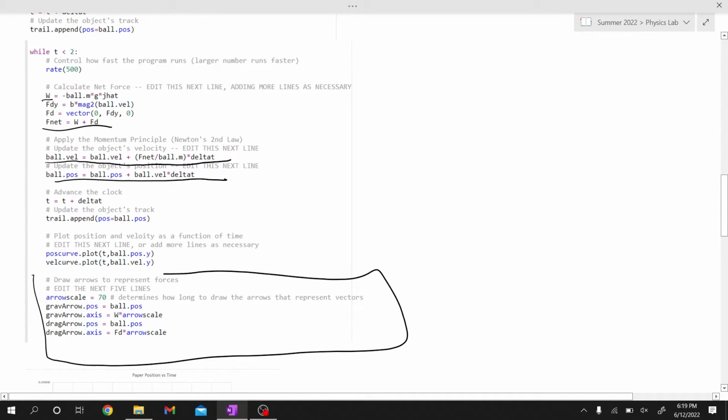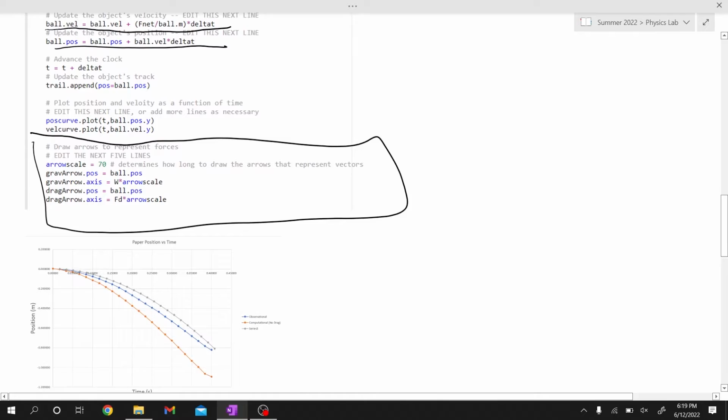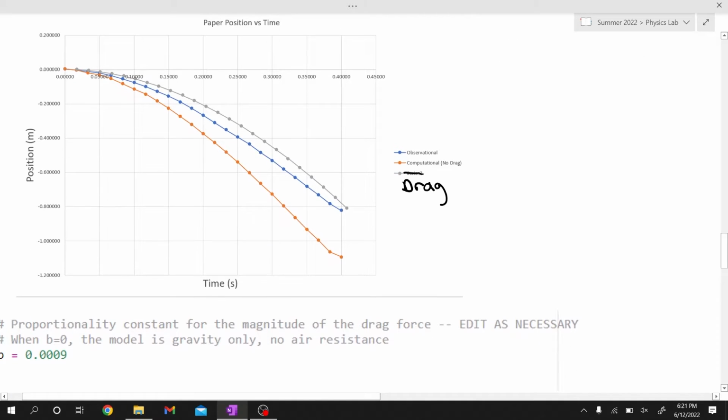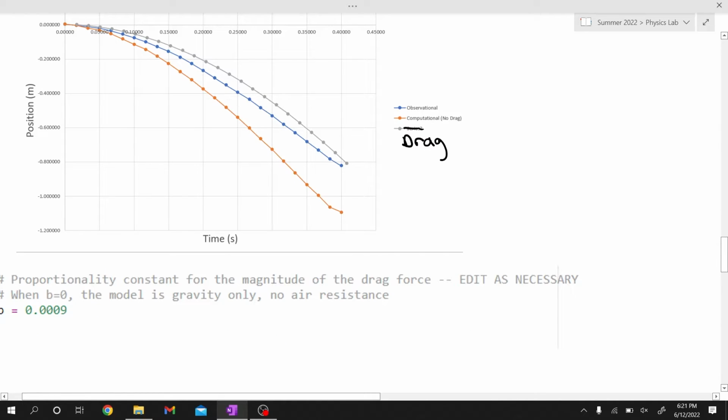At the bottom here, we also have code that draws arrows based on how fast and how far it has moved. If you look at our results, we have some interesting findings. Our observational model falls in between the two computational models, finishing with a final position of approximately negative 0.82 meters. The model without the force of drag falls significantly farther than our observed model, going down to approximately negative 1.1 meters. With drag, however, our computational model closely resembles our observed model, using a proportionality constant of 0.0009. It too ends at approximately negative 0.82 meters.